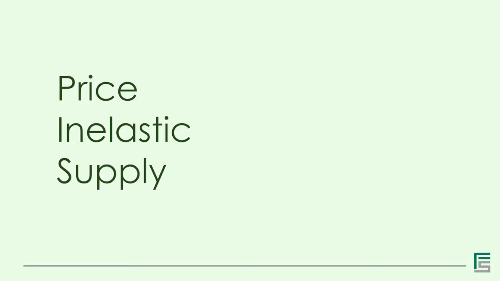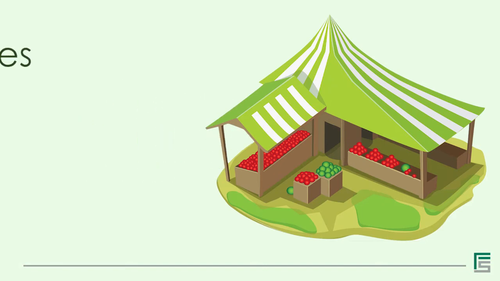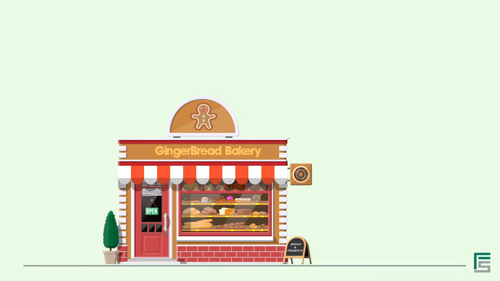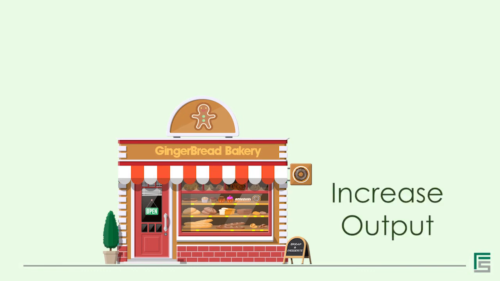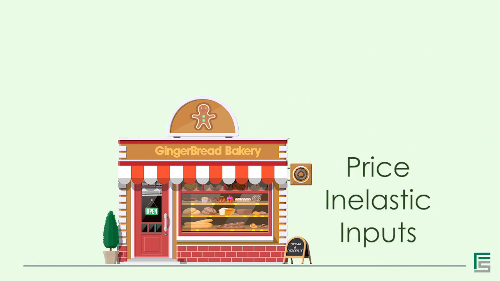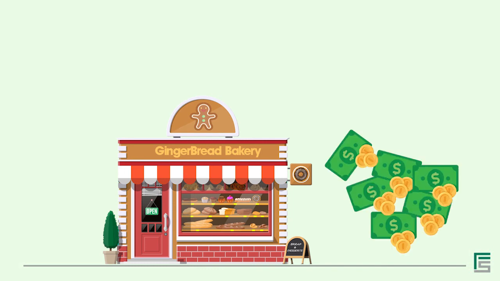Price inelastic supply of key inputs traded on a market is a related cause of diseconomies of scale. In this case, if our bakery attempts to increase output, it will need to purchase more inputs in the form of raw ingredients. But price inelastic inputs will mean rapidly increasing input costs out of proportion to the increase in the amount of output realized.